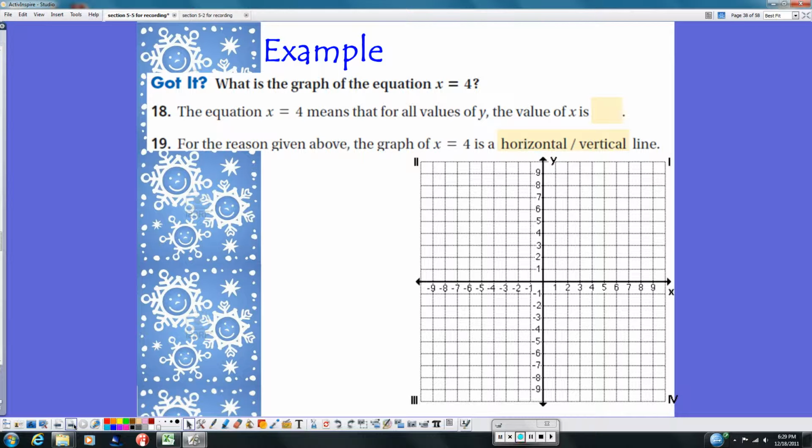So let's take a look at graphing these. If we have x equals 4, that means that for any value of y, the value of x is going to be 4, and therefore this would be a vertical line. So we would find 4 on our x-axis and draw our line straight up and down.